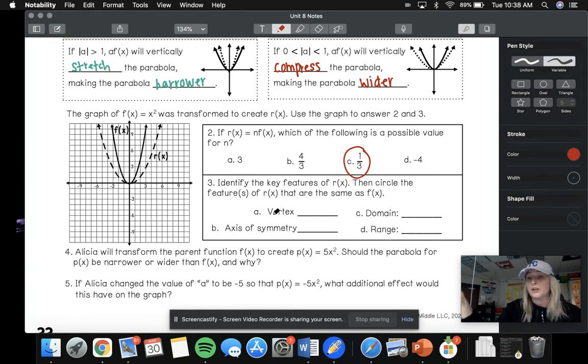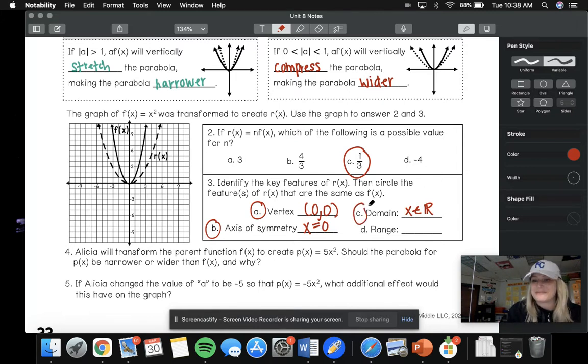Then number 3, identify the key features of r of x and then circle the features that are the same for the parent function f of x. So looking at my vertex, it is 0, 0. Looking at the parent function, that is the same exact vertex, so that's cool. The axis of symmetry, where it's symmetrical, is at 0, which is the same as my parent function. My domain, again, it goes left and right forever, so that's all real numbers, and that is also the same as the parent function. And then the final one, my range, is everything above 0 on my number line. So y is greater than or equal to 0, which is the same as the parent function. So all of these key features were the same as my parent function.